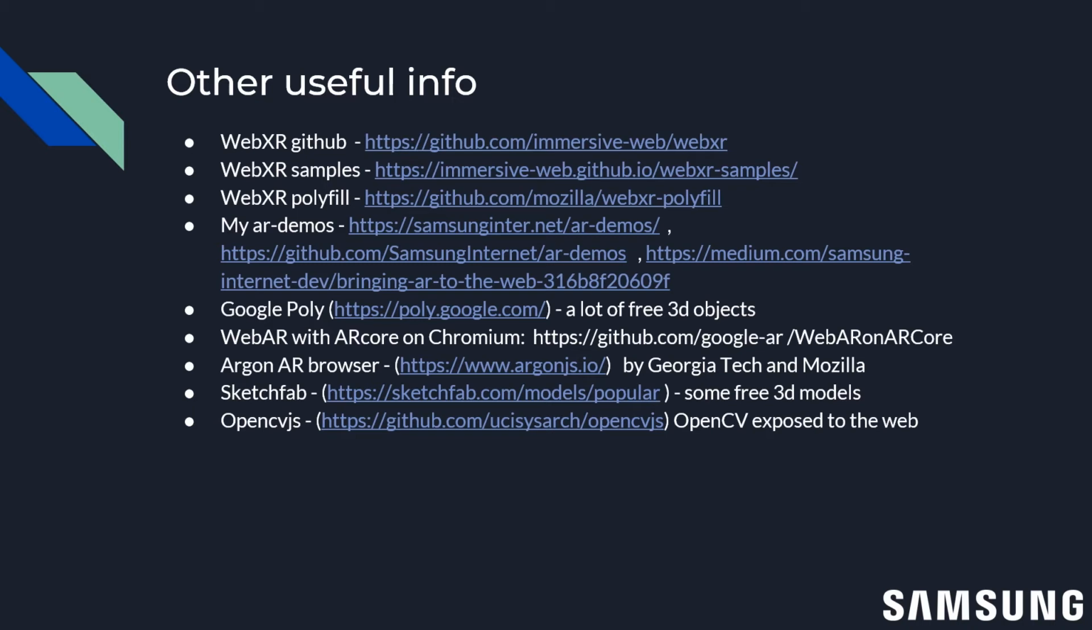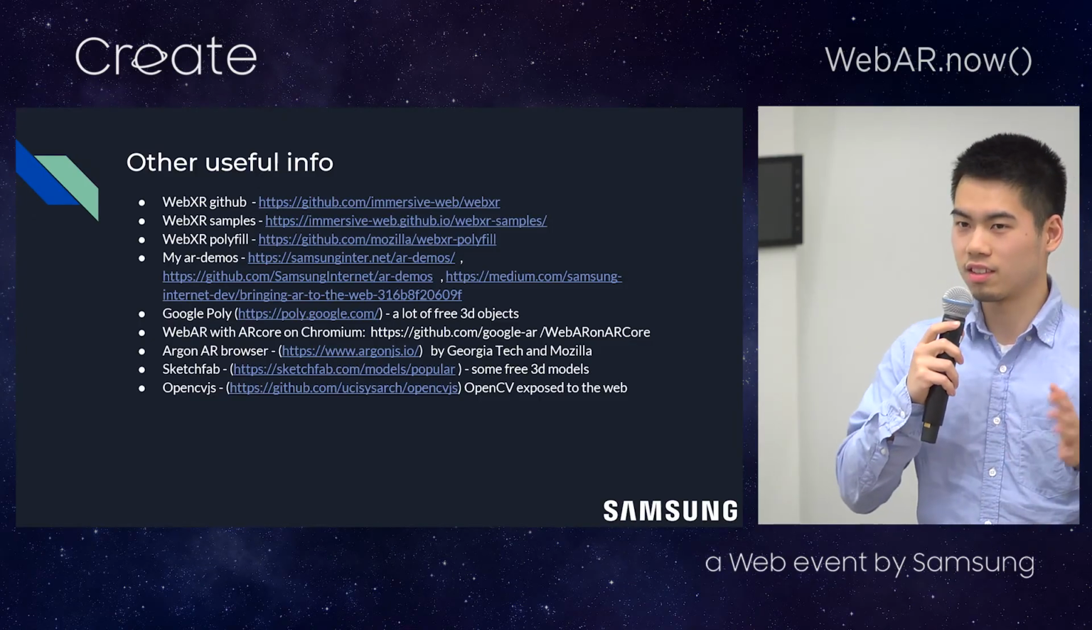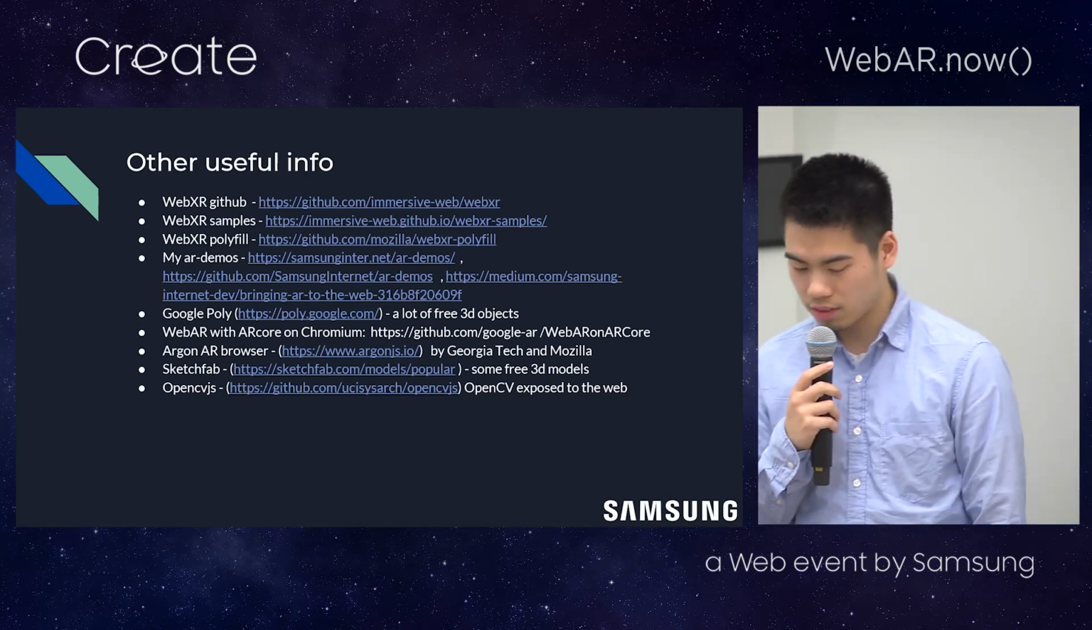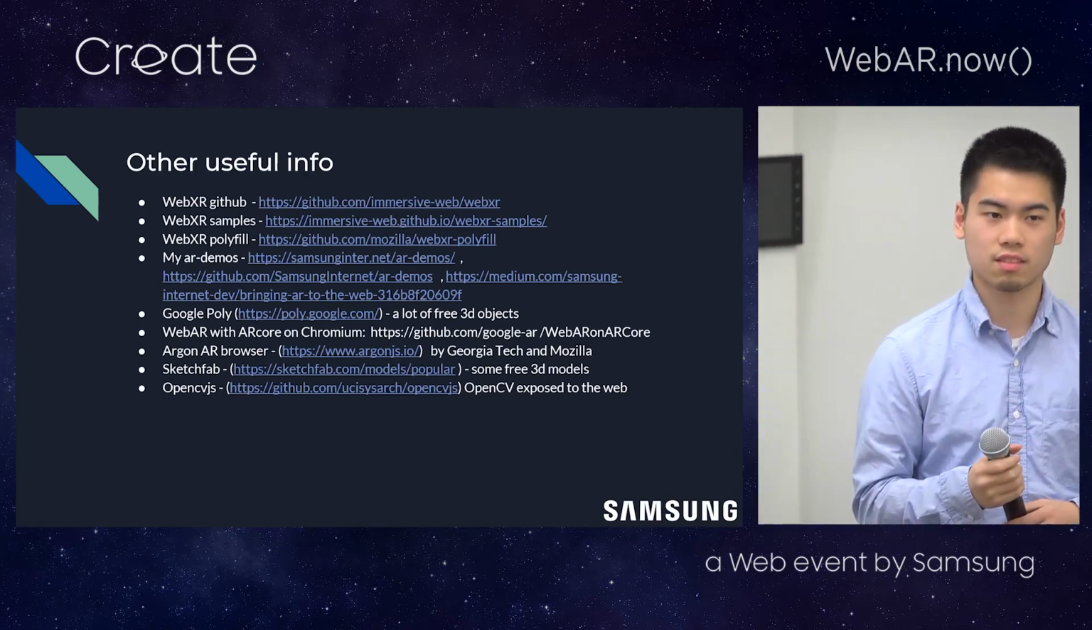And these are a bunch of extra information that might be useful for you guys. So yeah, Google Poly has a bunch of free 3D objects that you can download and add to your scene. There's this WebAR with ARCore that Iker works on. That has ARCore mounted into Chrome, and you can play around with that to get WebAR essentially working. And that's all I have for you guys.